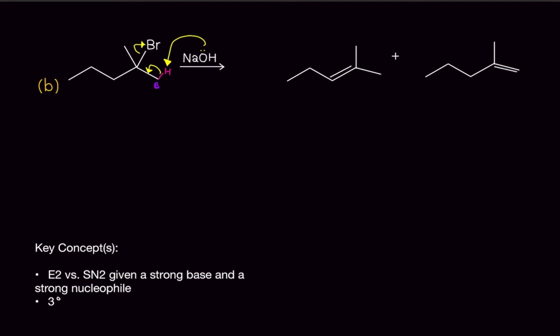Now the key concept is you need to know when to do E2 versus SN2 given a strong base and a strong nucleophile, and you determine this by looking at the geometry. This is why it's very, very important to know the geometry and what can be done and what cannot be done. If you need a refresher, please look at my SN2, E2, E1, and SN1 videos.